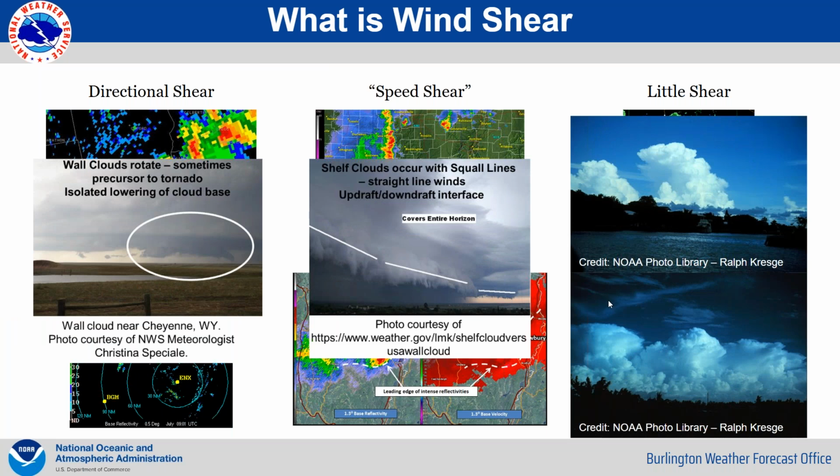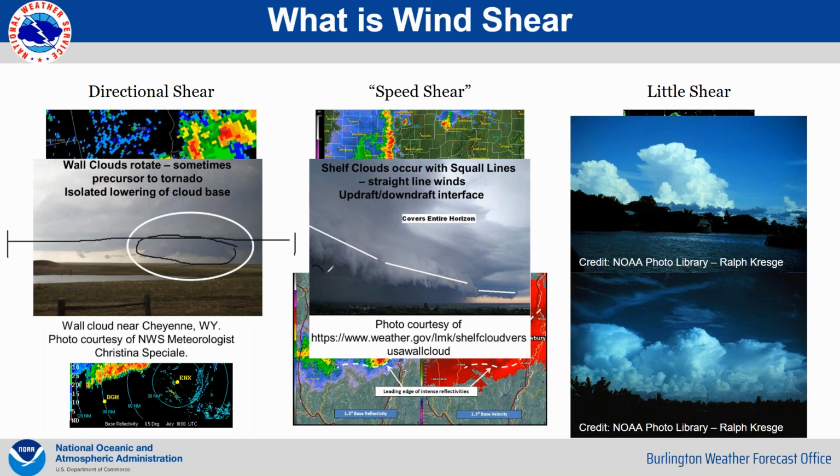Directional shear will look like wall clouds that are beginning to descend from the base of a thunderstorm. Usually these are going to be small and isolated. Your thunderstorm expanse may look like this, and the wall cloud covers a very small portion of it, whereas a shelf cloud is going to look a little bit differently.